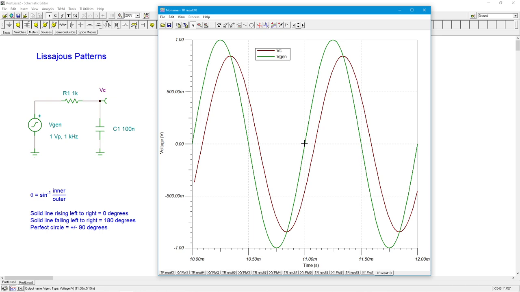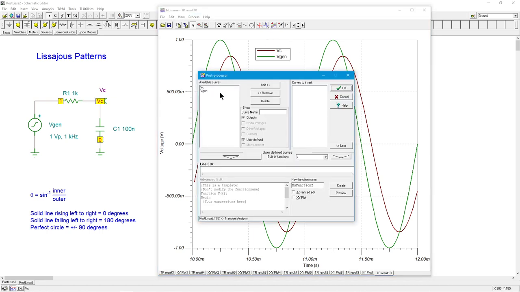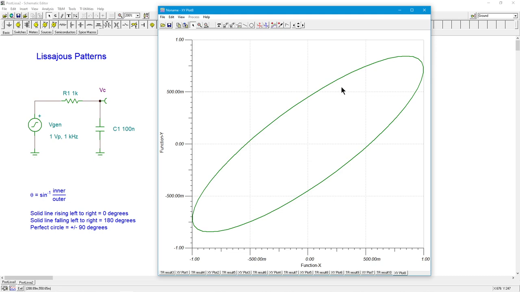But you can also do this utilizing the Lissajous characteristic. All right, so I'm going to come in here. And what do you think I'm going to do? I'm going to do an XY, right? And I might say, okay, I can do this either way, but I'm going to just grab VGen and put it down in here. And then for the Y, I'm going to grab VC. All right. And I'll just call that VCP for VC's phase. Create it. Boom. There we go.